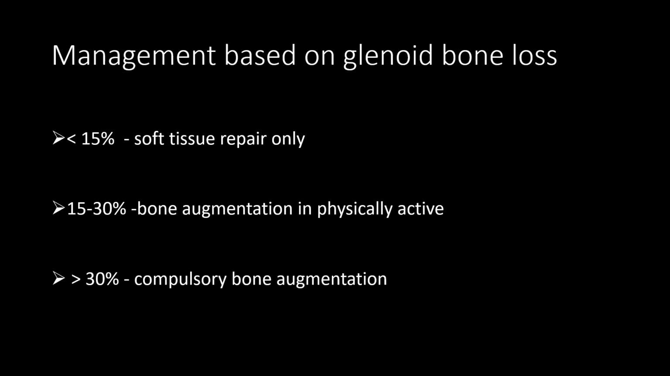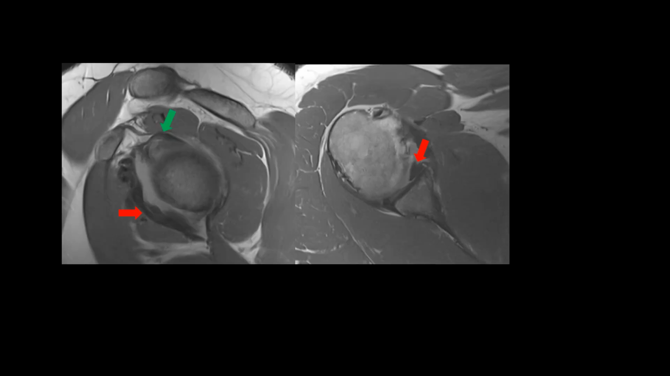The surgical management decisions change based on the percentage of glenoid bone loss. If there is less than 15% glenoid bone loss, then only soft tissue repair of the labrum and capsule is done. If the glenoid bone loss is between 15 and 30, then the extent of physical activity of the patient will decide whether bone augmentation to correct the glenoid bone defect needs to be done or not. And if more than 30% glenoid bone loss is present, then bone augmentation is compulsorily performed. Therefore, we must always mention the percentage of glenoid bone loss in a patient having a bony Bankart lesion which has not healed. Now let's get back to our case.